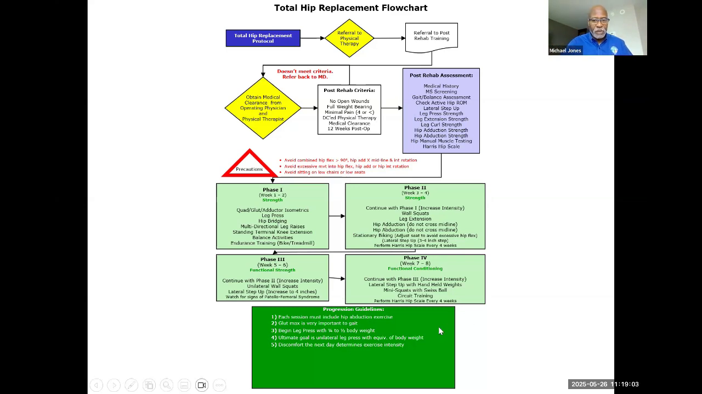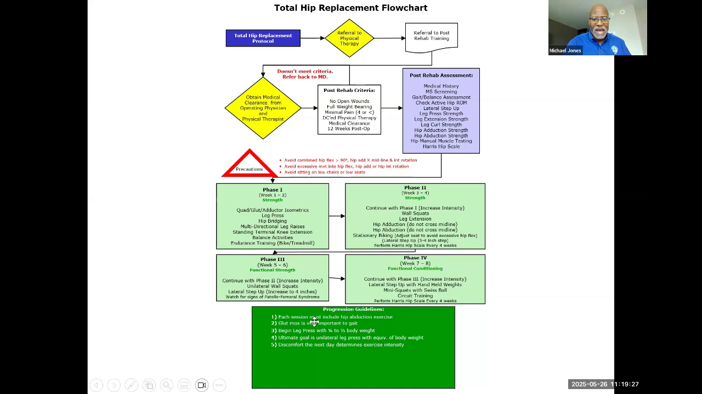Now, notice here at the bottom, we talk about progression guidelines. Every session must include hip abduction exercise. Folks, the studies were done years ago by a doctor by the name of Jacqueline Perry at Rancho Los Amigos Hospital, a rehab center out in California. We found the most essential muscle to strengthen after a total hip replacement is the gluteus medius, or the hip abductor.